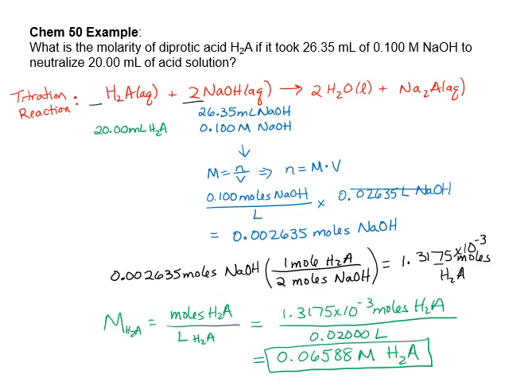Notice that we used the original volume of the acid solution, the 20 milliliters, because we wanted to know the original concentration of the acid solution, not its concentration at the end of the titration. Actually, at the end of the titration, the concentration of acid should be 0 because all of it has been neutralized with the added base.